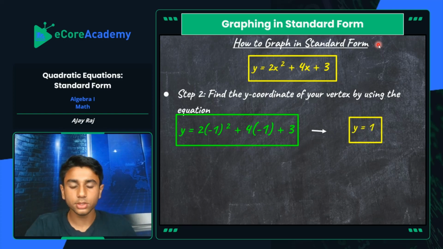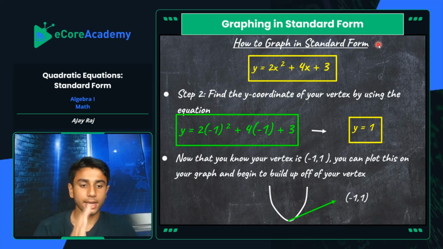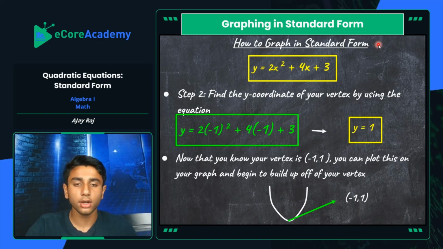here. So once you're left with y equals positive 1, you've essentially created your ordered pair. You now know that your vertex is -1, 1 after calculating with your axis of symmetry and finding the correlating y value. So you can now plot this on your graph and begin to build up off of your vertex. We identified the exact point of the vertex. So now we can start to build up and graph our parabola.